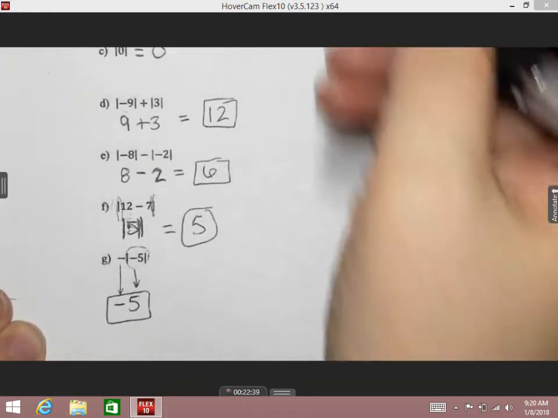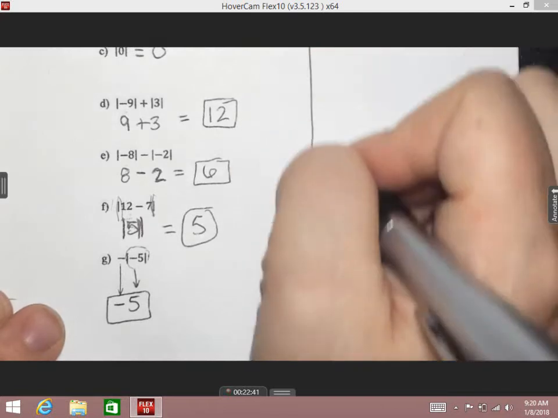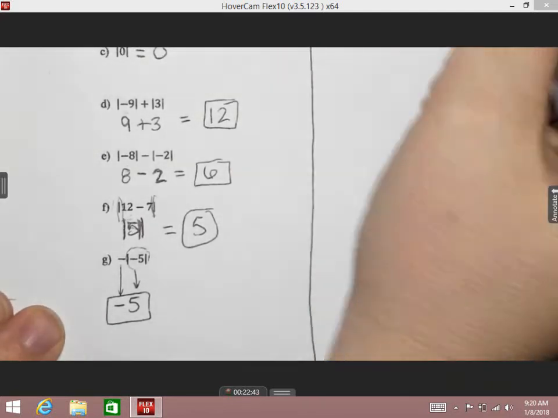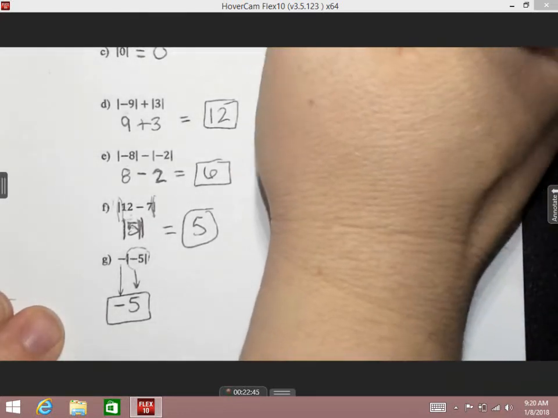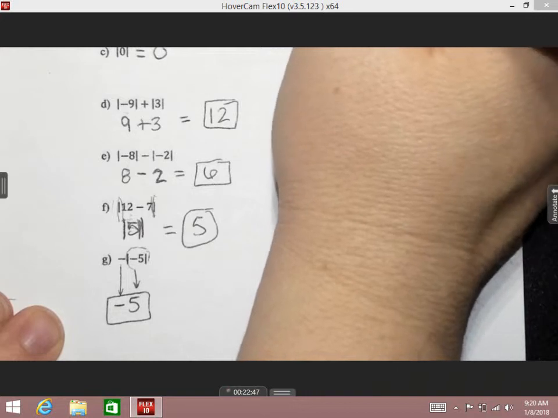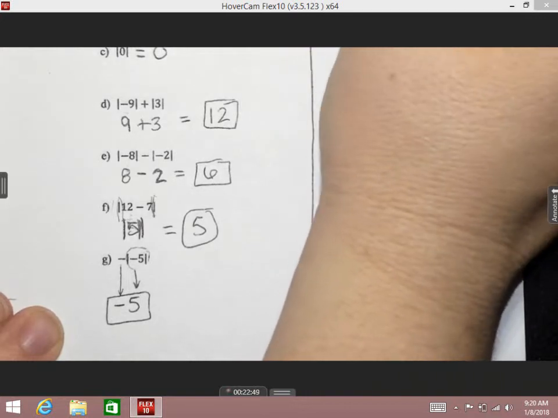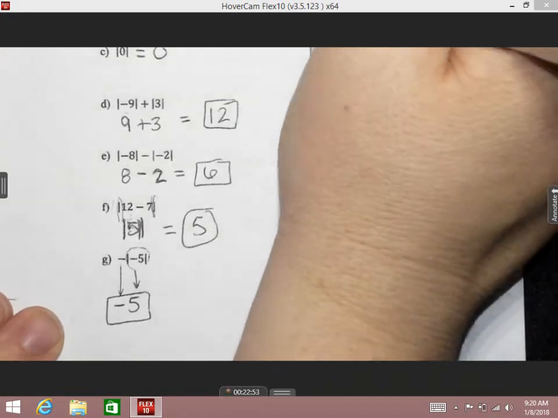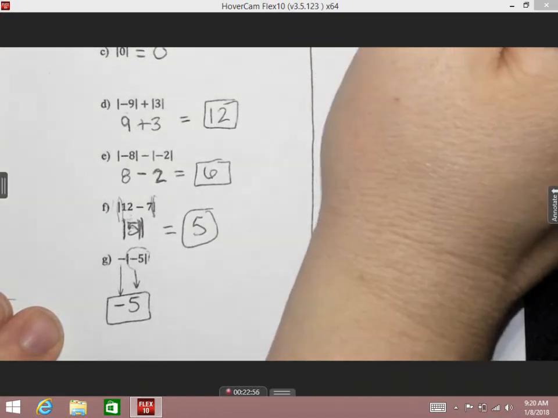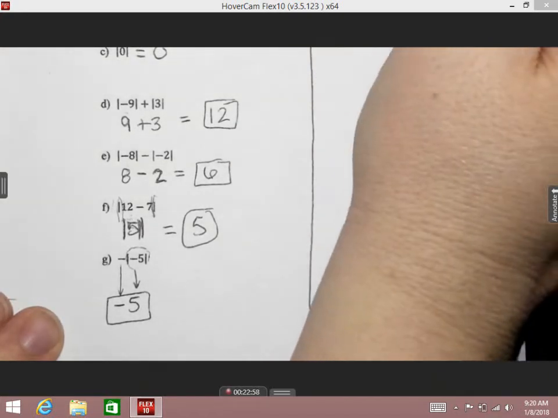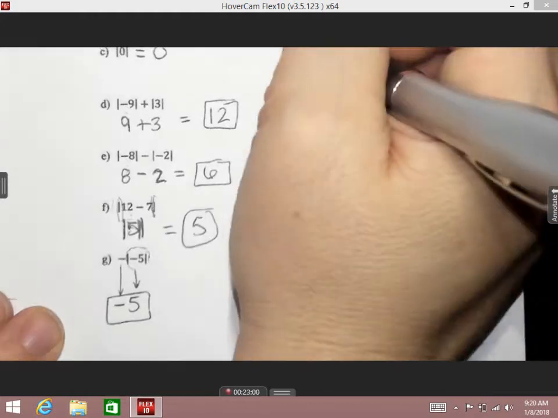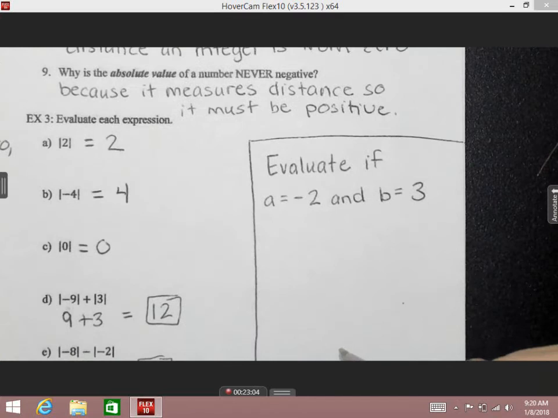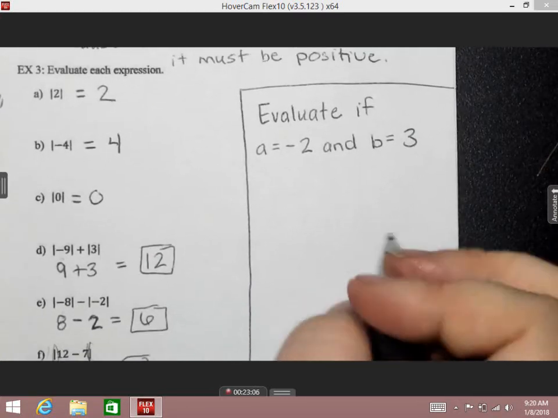Okay, one last thing that I want us to be able to do. All right, I want you to be able to evaluate. Evaluate if A equals negative 2 and B equals 3.